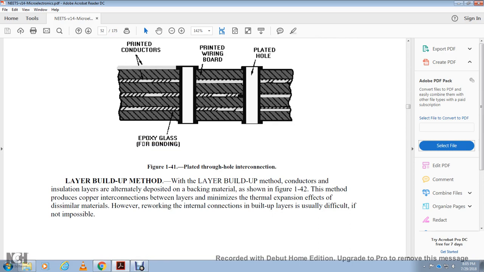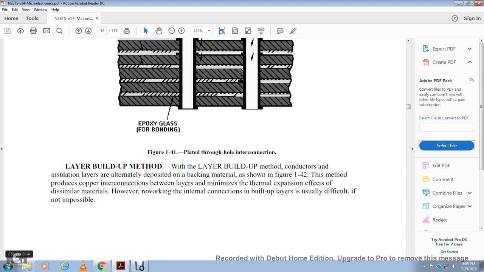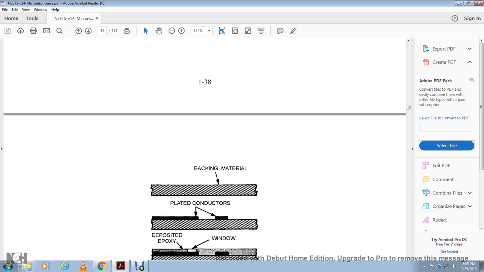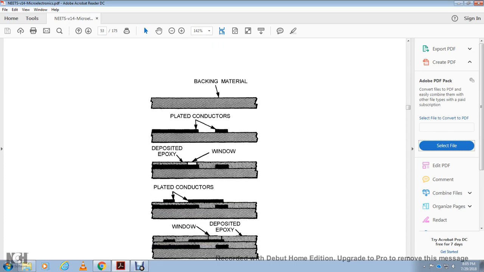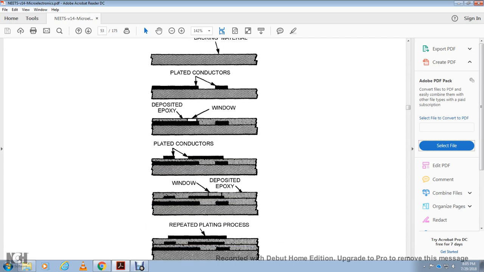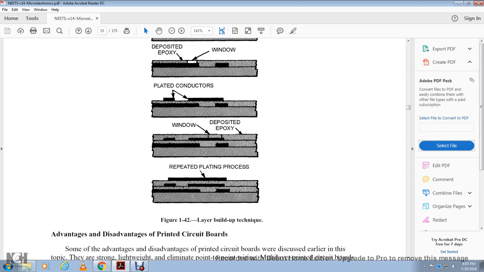Layer build-up method. In the layer build-up method, the conductors and insulating layers are alternately deposited on the backing materials, figure 142. The method produces copper connections that ensure a connection between the layers and minimize the thermal expansion effect of dissimilar materials. However, reworking the interconnection in build-up materials is usually ineffective, though not impossible. Backing materials, plate conductors, deposit epoxy, window, plated connectors, window, deposit epoxy, replated plating process.